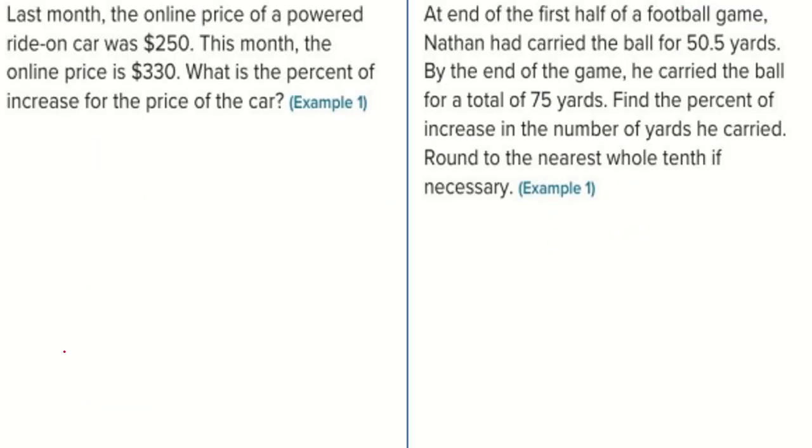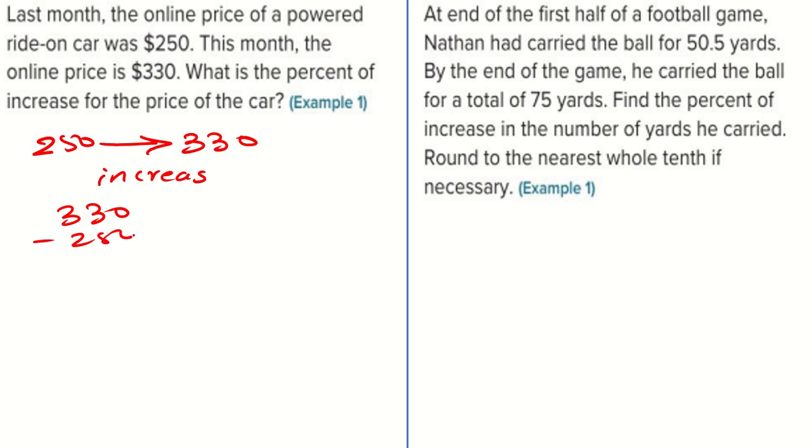Now the next question can be: last month the online price of a powered ride-on car was $250. This month the online price is $330. So from 250 it has changed to 330. What is the percent of increase for the price of the car? Of course it is going to be an increase, because it is more and the before value was less. So how much? 330 minus 250 is 80. So 80 from 250 multiplied by 100, because we have to find percent.